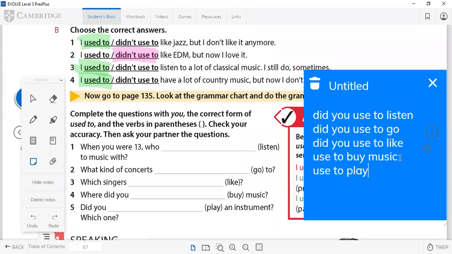Practically here, you just have the main structure for used to and didn't use to. You just have to remember: used to, like this, solía hacer cierta actividad. Solía escuchar o solía gustarme el jazz, como el ejemplo 1. Didn't use to es en negativo y el verbo pasa automáticamente, como ya saben, solamente a la forma básica, sin esa D al final, ya sea para oraciones negativas o interrogativas. Didn't use or did use.